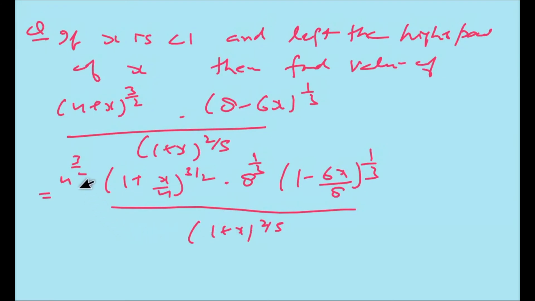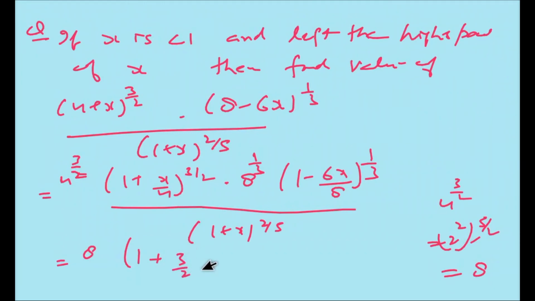So now it is okay. Now 4 to the power 3 by 2, first we have solved here. 2 square is 4, 2 cube is 8. Okay, 4 to the power 3 by 2 equals 2 square to the power 3 by 2, 2 cancels, 2 cube is 8. So we get 8, and in the expansion of this we get 2 terms using the formula 1 plus nx only: 3 by 2 into x by 4.